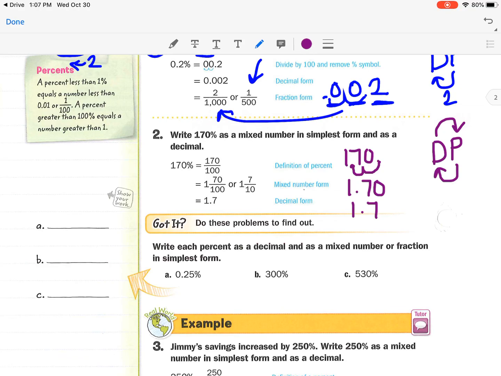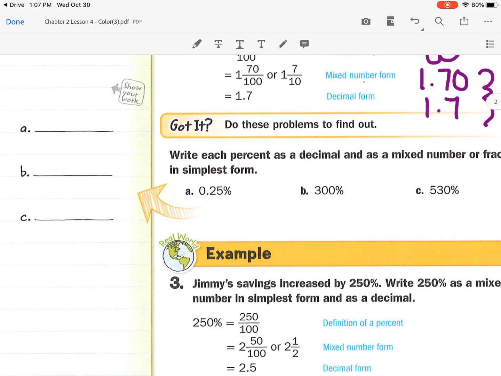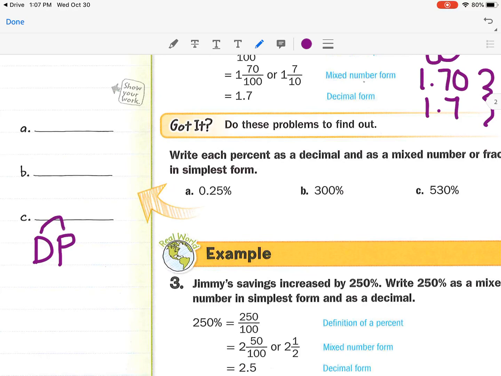So now let's turn that into a fraction. 1 and 7/10. Okay, let's go ahead and practice on these right down here. Let me zoom in a little bit. So 0 and 25/100ths. So I'm going to do my DP. From my decimal to my percent, I move it over 2 to the right, and then my percent to my decimal, I go to the left.